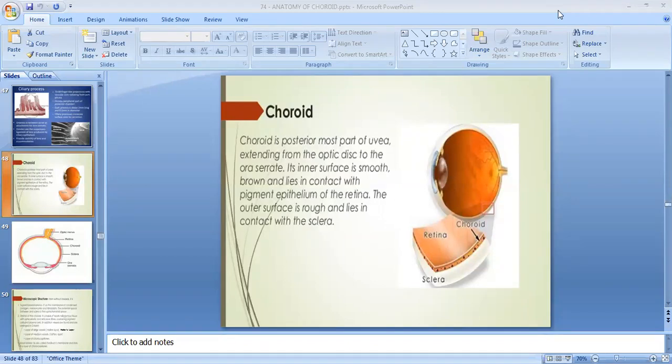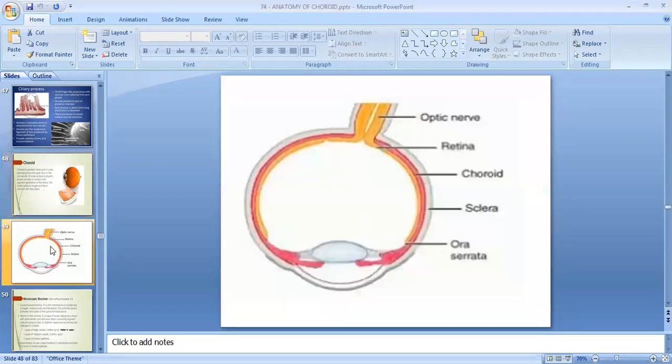Its anterior surface is smooth brown and lies in contact with the pigment epithelium of the retina. The outer surface is rough and lies in contact with the sclera. In this image, you can see the choroid, which is the vascular coat, and it is beneath the sclera.